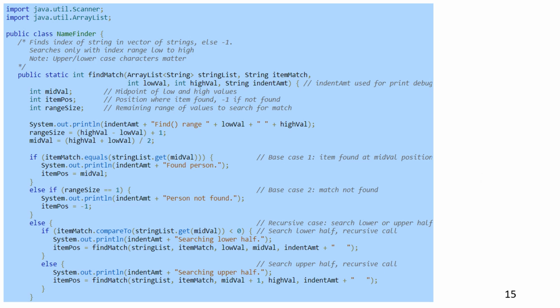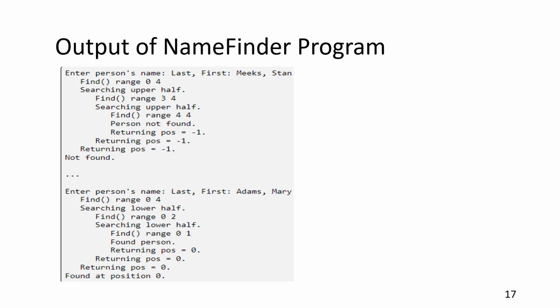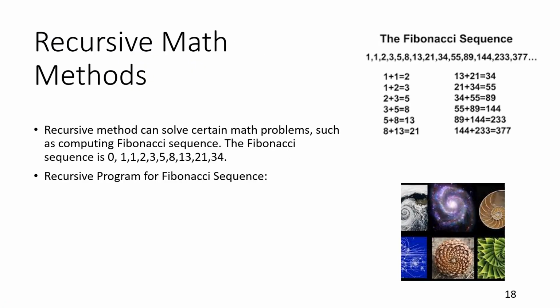Going here, we have given the name finder program and the code for the name finder program. Here we're going to see the recursive mathematical methods. We are going to see three different methods: one is the Fibonacci series, the second is the greatest common divisor, and the third is word scramble.